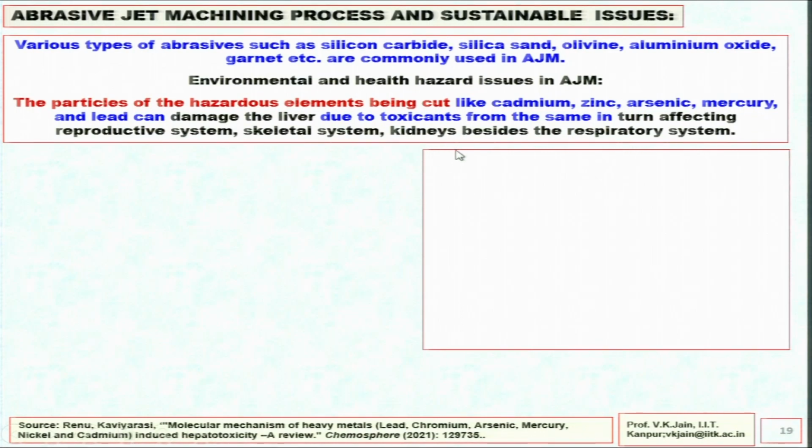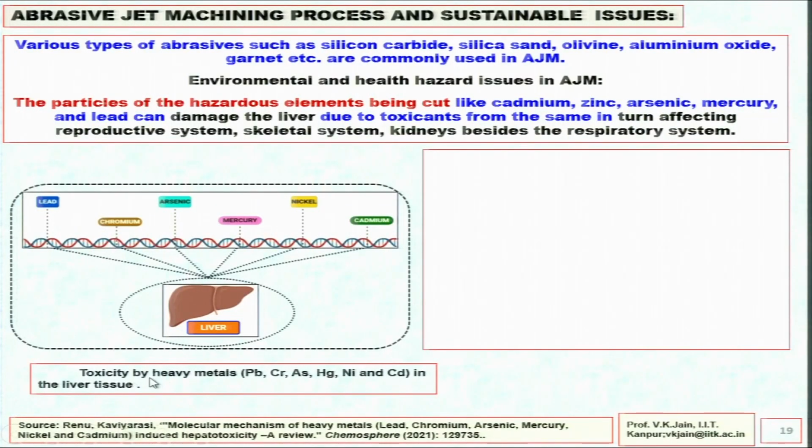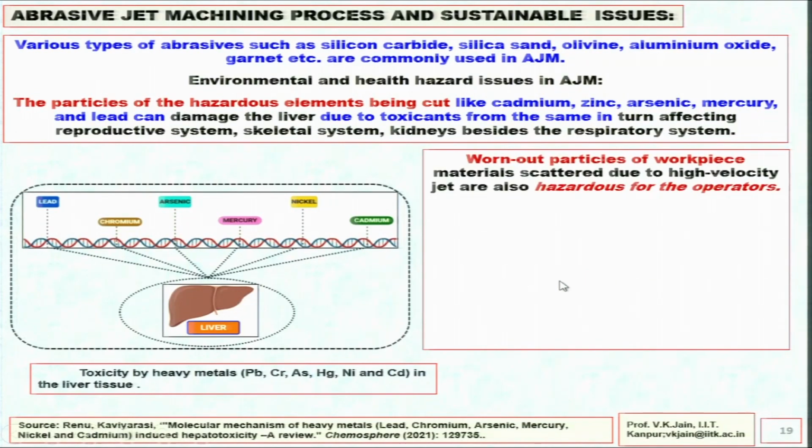So operator and people surrounding the system have to be very careful so that they are not affected by this particular process, and there should be a proper enclosure for the whole setup so that these micro nanoparticles do not get suspended in the environment. Liver effect is there, toxicity by heavy metals of different kinds, like lead, chromium, etc. They are the different kinds of elements which are normally cut on the shop floor and they affect the liver. Borne out particles of workpiece material scattered due to high velocity jet are also hazardous for the operator.